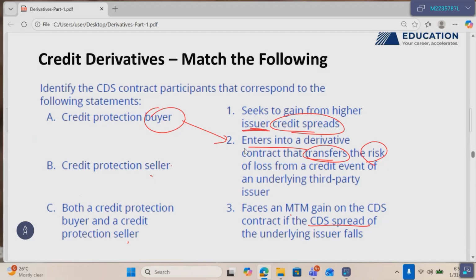So because we are saying both, actually no, sorry. It's both the buyer and the seller. They both enter into a contract that transfers risk. So both of them enter into a CDS. So I think potentially the answer might be enter into a contract, right?